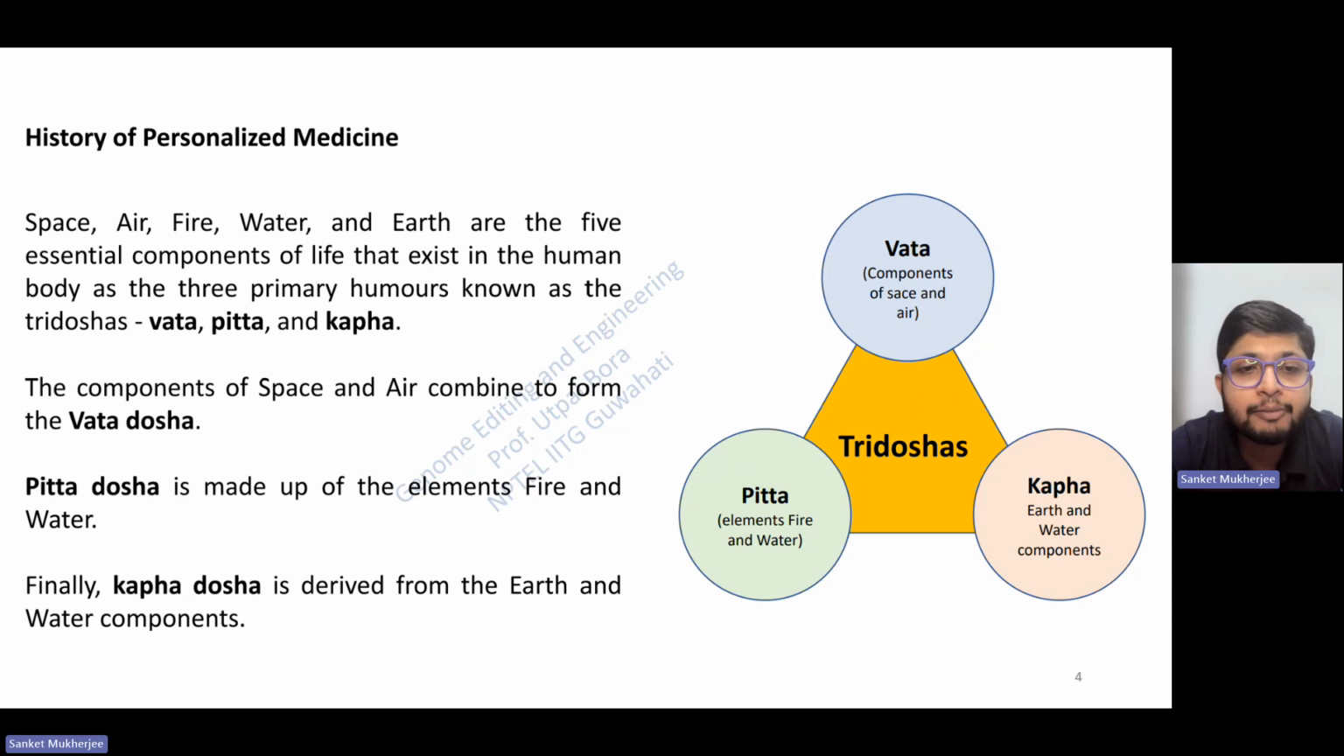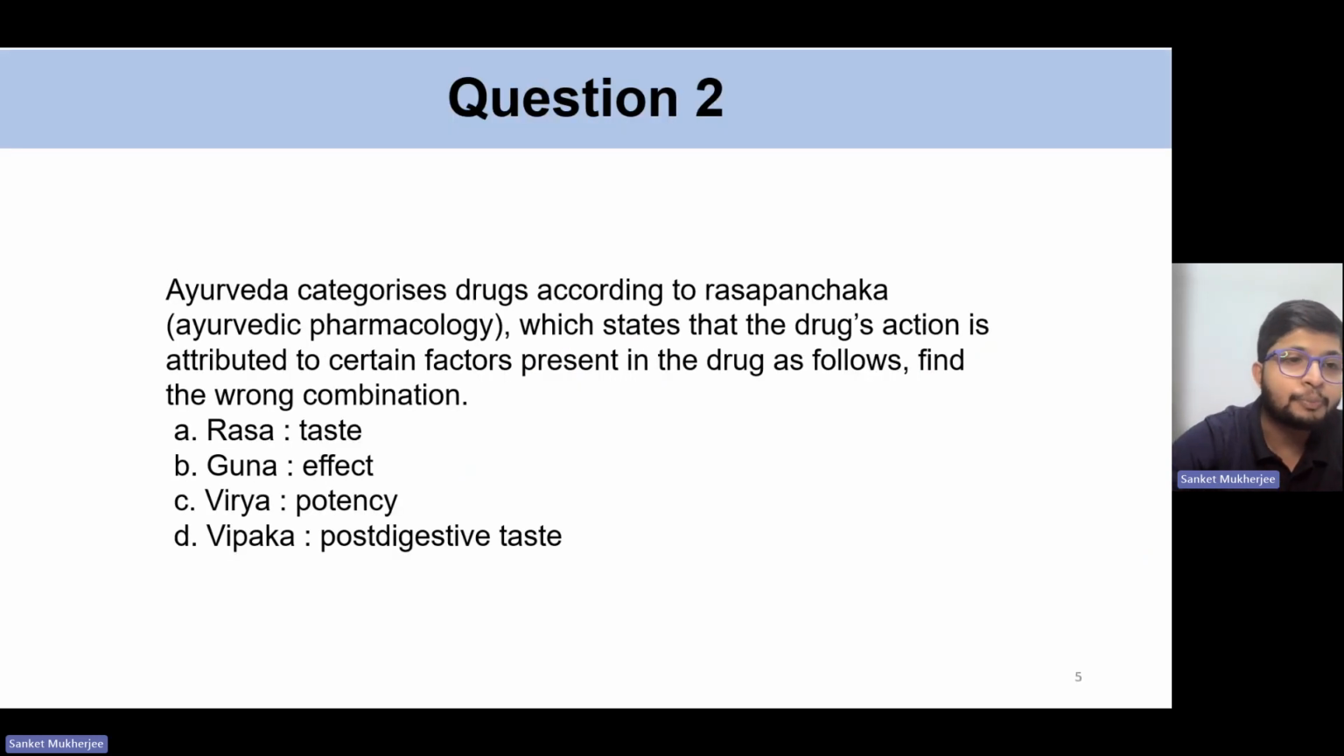Pitta dosha is made up of the elements of fire and water, and Kapha dosha is derived from earth and water components. So this is the basis of Ayurvedic medicine, and it is not dependent on any of the geographical factors, ethnic factors, racial factors, and so on. So let's go to the next question.